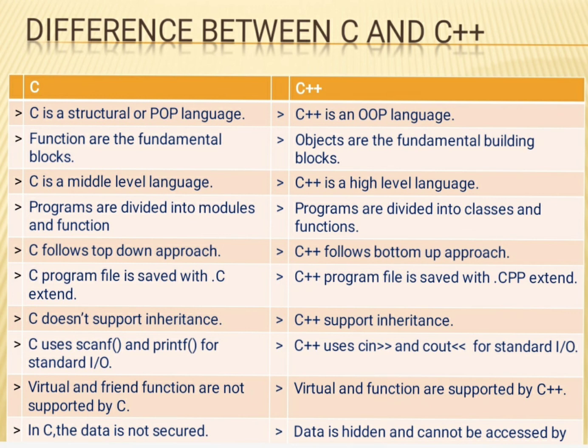C uses scanf and printf for standard input and output. C++ uses cin and cout for standard input and output. Virtual and friend functions are not supported by C. Virtual and friend functions are supported by C++. In C, the data is not secured. In C++, data is hidden and cannot be accessed by external functions.